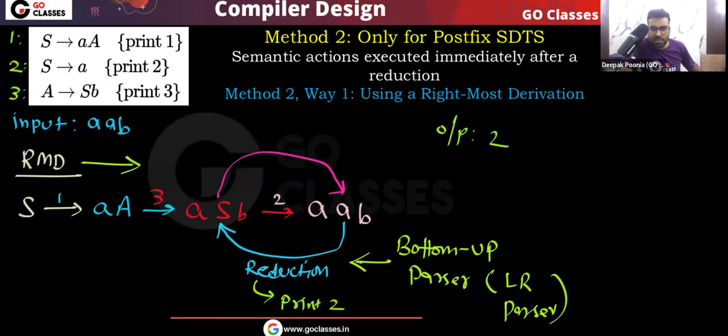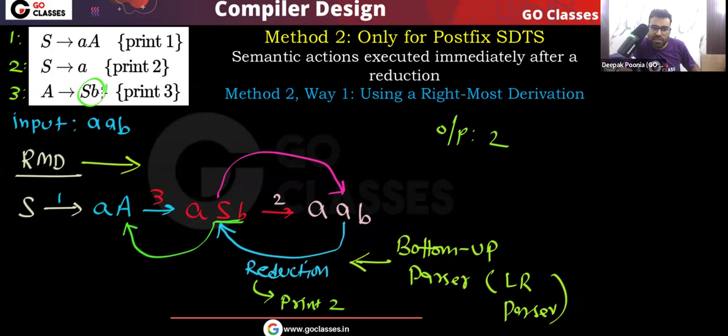What about the next? Notice one thing: what will be the next reduction by the bottom-up parser? I told you the bottom-up parser will do what this rightmost derivation is doing, but in the reverse order. The rightmost derivation is replacing this A with SB. So the bottom-up parser will replace this SB with A. Yes or no?